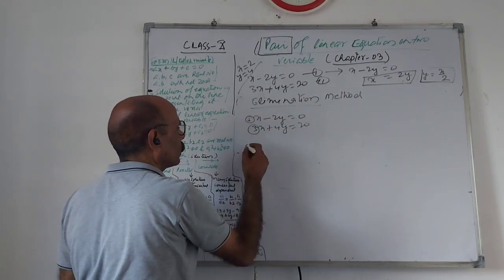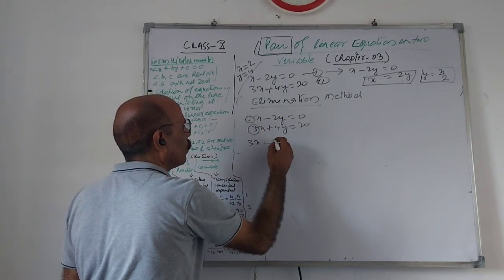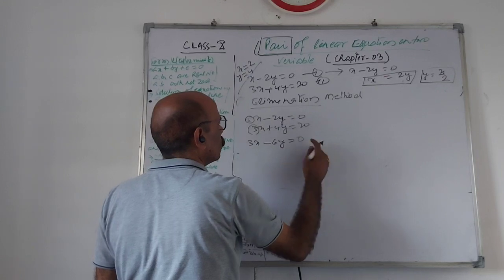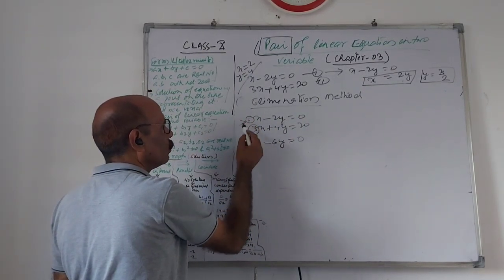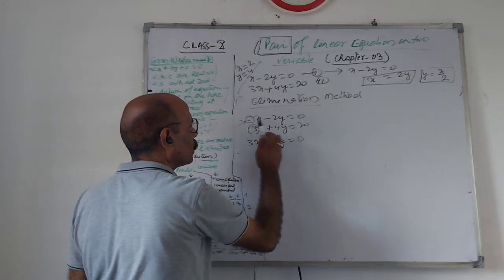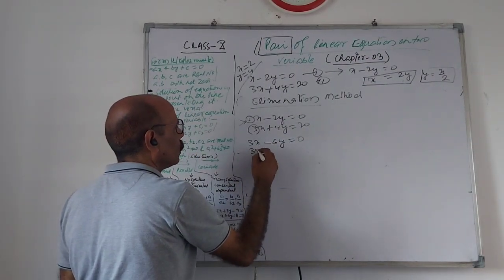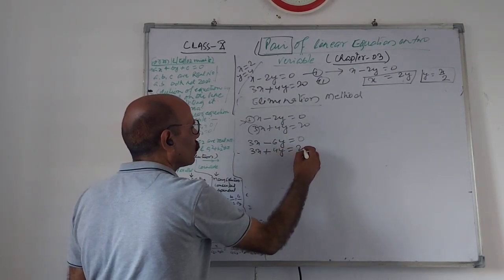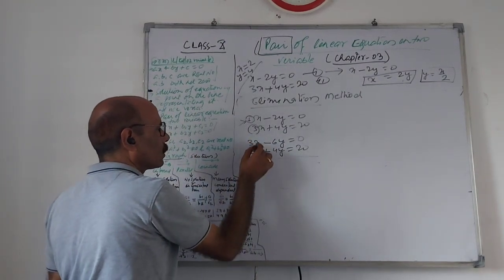If you multiply with 3, the full equation will be 3 into x, 3x; 3 into minus 2y is minus 6y; 3 into 0 is 0. This will be the first equation. And multiplying by 1 keeps the equation the same, so the value will not change. So this is 3x plus 4y is equal to 20. Now see, both have the same x.